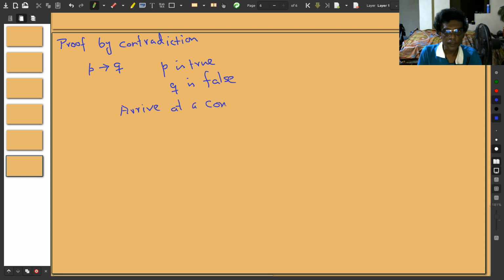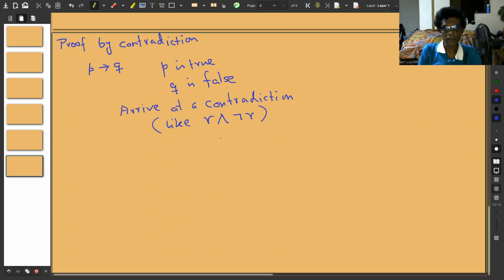That is, a situation where both R is true and false, like R and not R. Okay. And this implies that our initial assumption, that P implies Q is false, is not correct. So P implies Q.